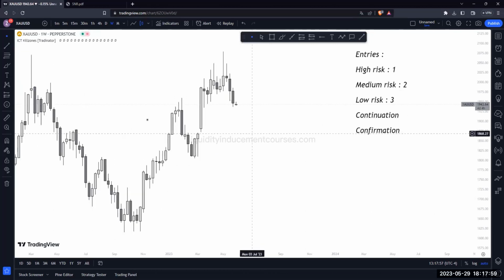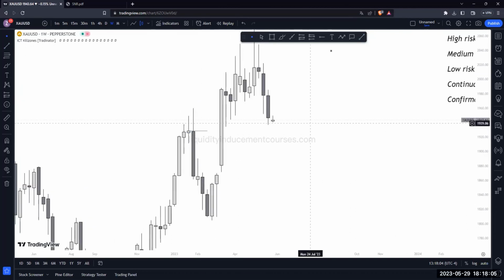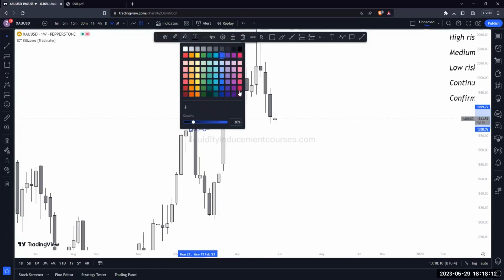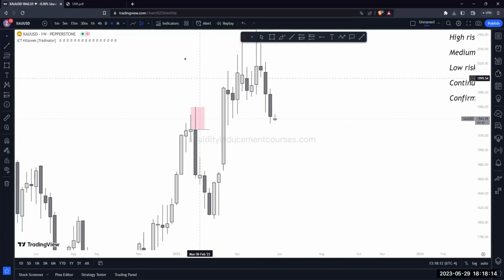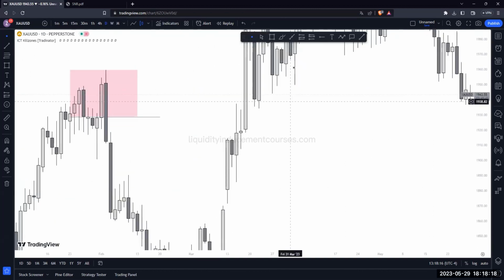So let me show you an example right here. So here you have a weekly, right? That's a weekly, correct? Yeah. But you see this big wick right here? Yeah, so this big wick right here. Inside of it, you're gonna find daily levels. So see that daily level right there?